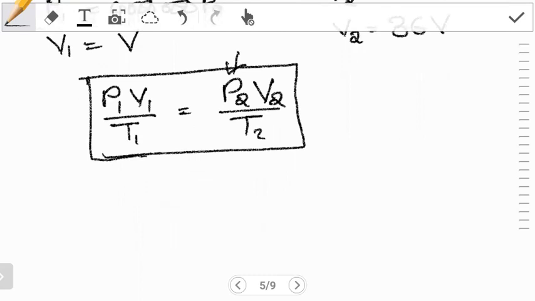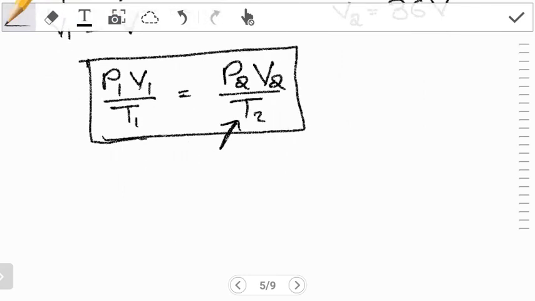In doing so, not pressure 2, sorry. The question is asking us to find what temperature 2 is, which is this quantity. So we can substitute and start working out everything, or we can actually make it the subject of the formula right from here. So let's start by substituting.